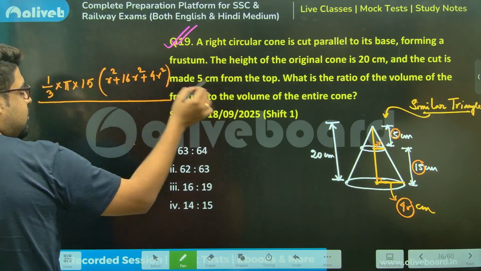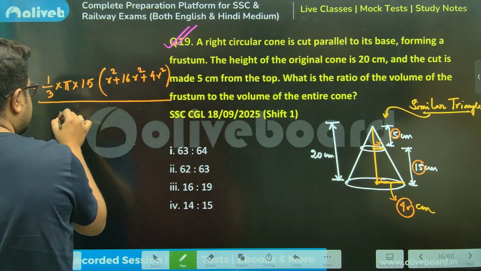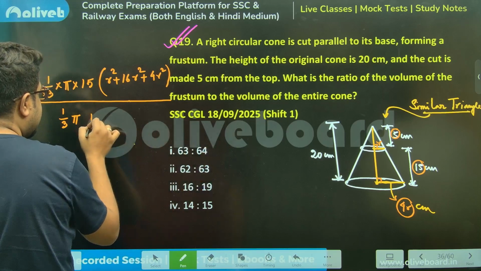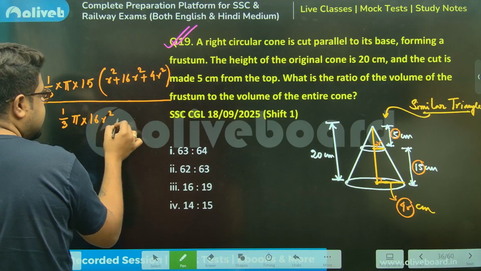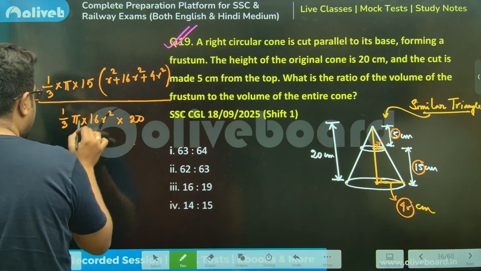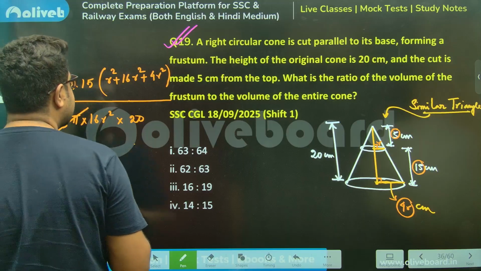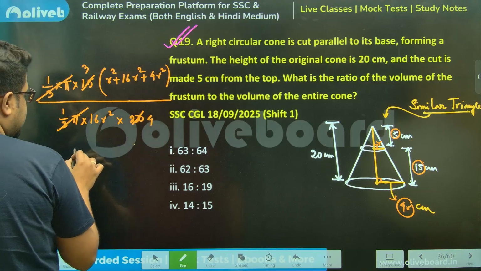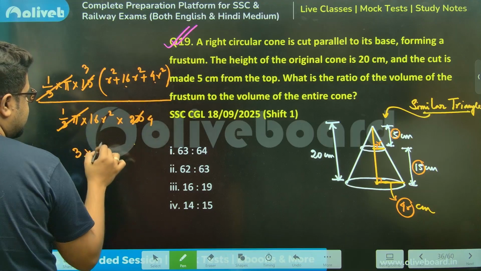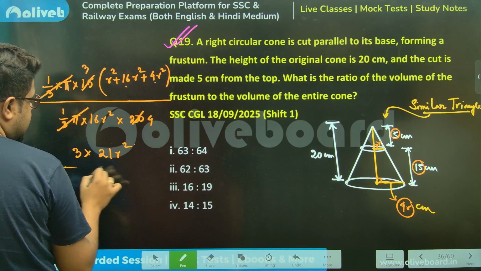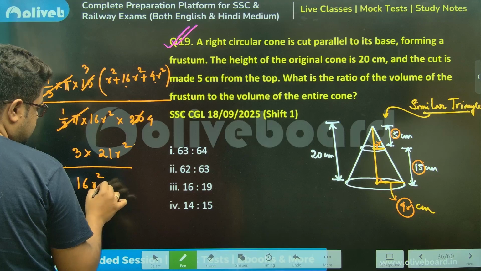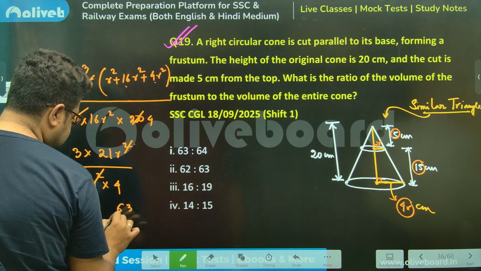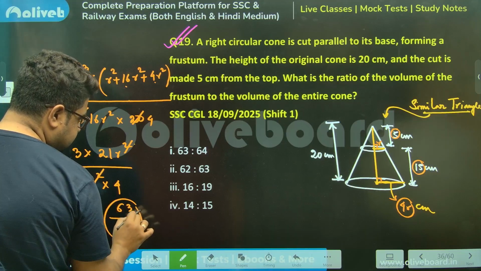Divided by the volume of the big cone, 1/3 pi R square, where R is 4R, so 16R square, into H, which is 20. 1/3 pi cancels. 15 threes, 20 fours. So 3 into 16 plus 4 plus 1, that is 21R square, over 16R square into 4. R square cancels. 63 ratio 64 is the answer.